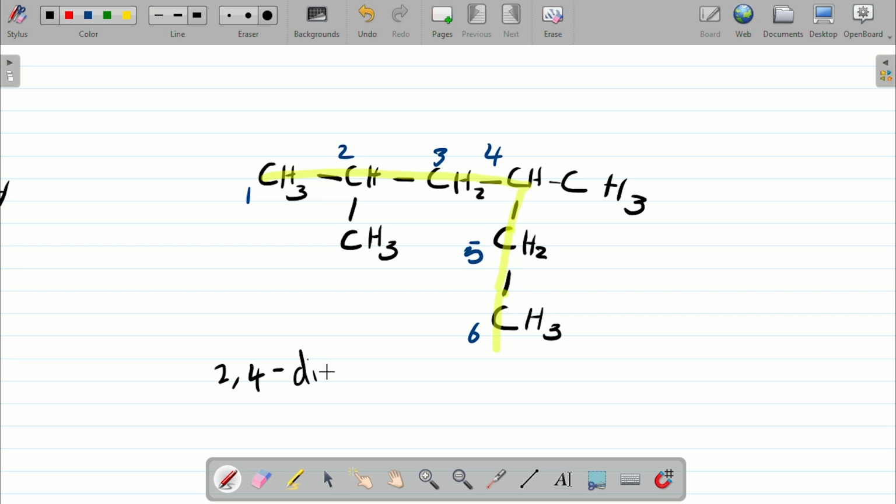This is a methyl substituent. And then we'll note the parent chain, which is the hexane. So the full name is 2,4-dimethyl because there are 2 substituents. They are methyl groups, and their parent chain is a hexane. So 2,4-dimethylhexane.